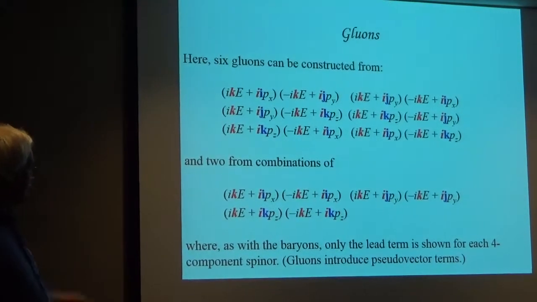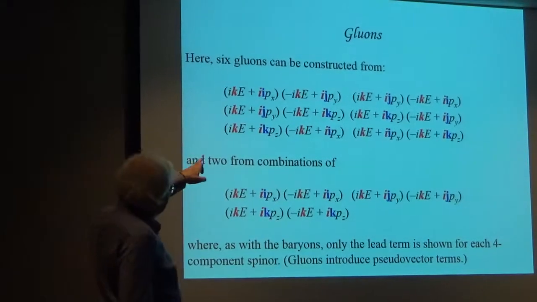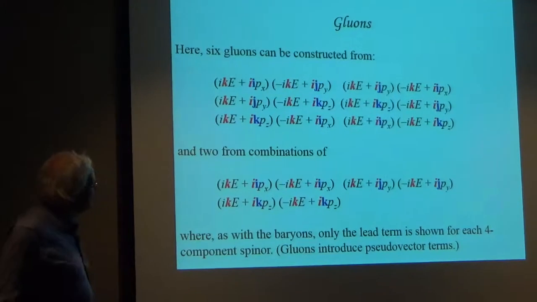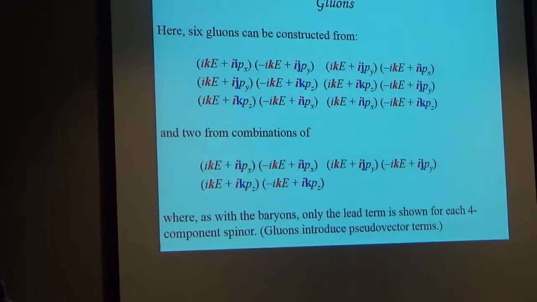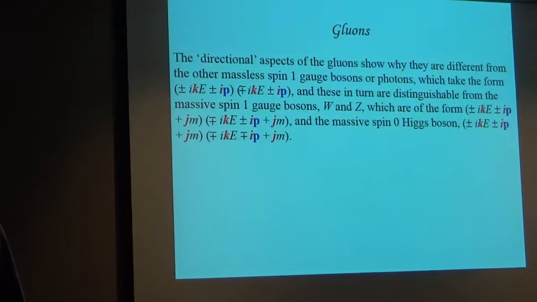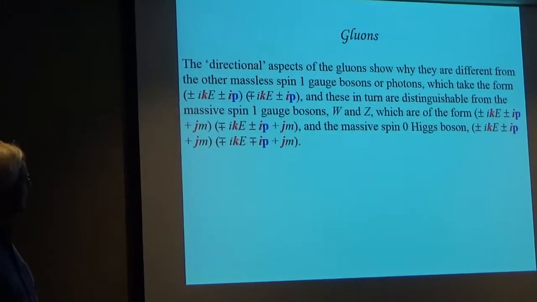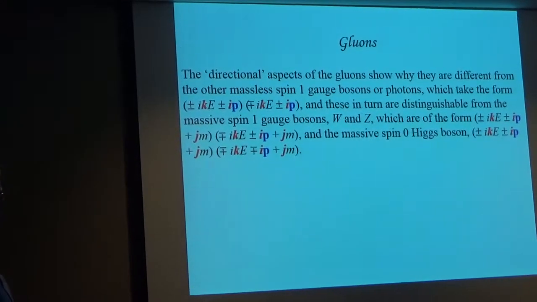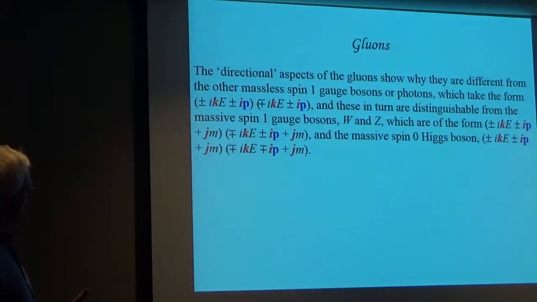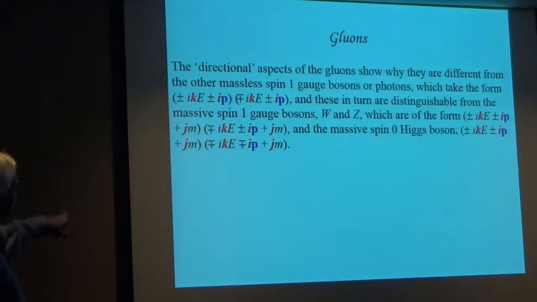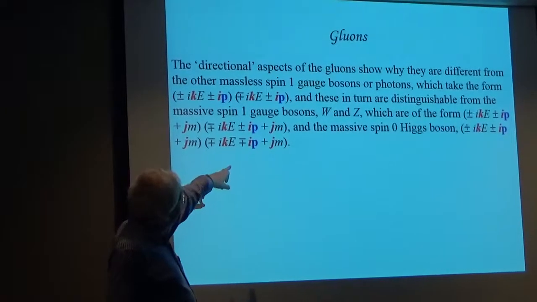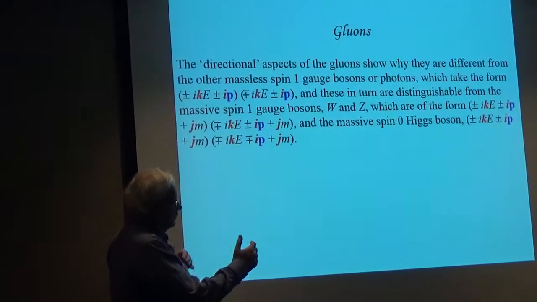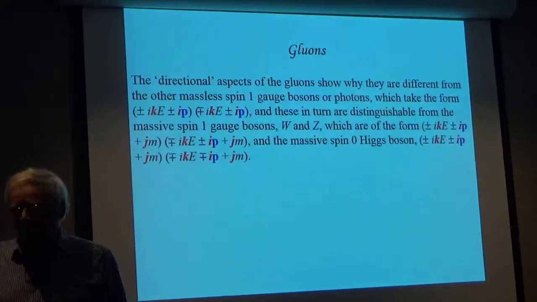Gluons. Notice gluons have a kind of, when you multiply this out, you get a kind of pseudo-vector, which is interesting. A pseudo-vector. That's what gluons, in my view, would look like. And we see now why gluons don't look the same as other massless spin 1 gauge bosons. They're not the same as W or Z. They're not massless. They're of this form. The massive spin Higgs is of this form, and photons take the massless form is spin 1.